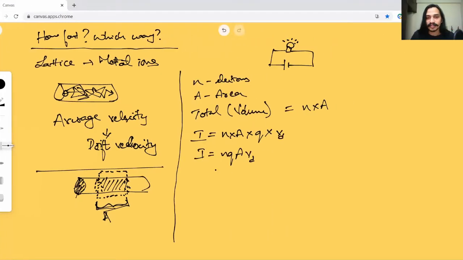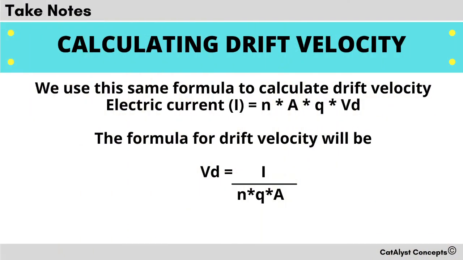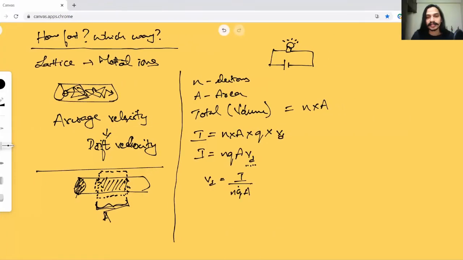So if I have to measure this out, I want to find out what is this vd. Okay, so I'll say vd equals I divided by nq into a. Now what I'll do, I'll take this I as 1 ampere of value. Okay, so I'll say I equals 1 ampere. Now we need to figure out what is this n, q and a.